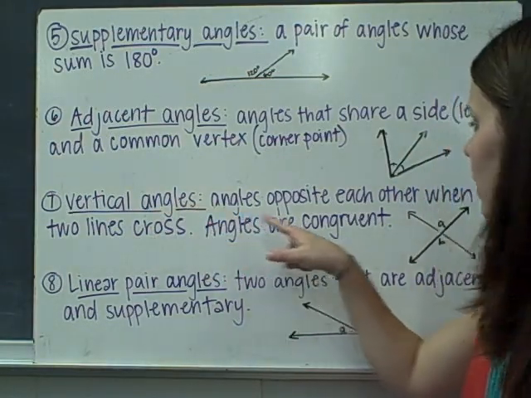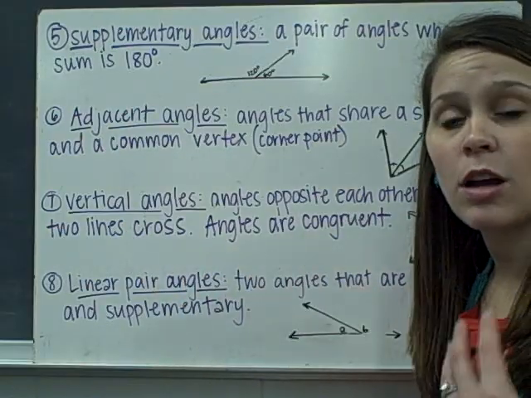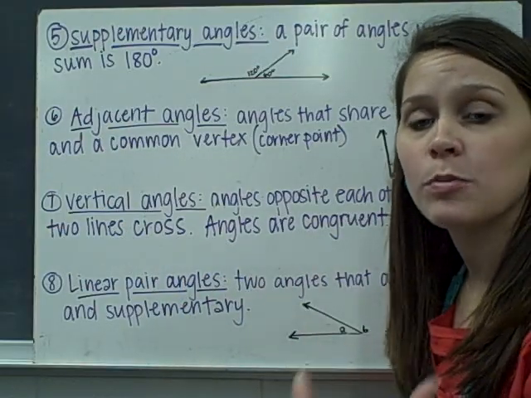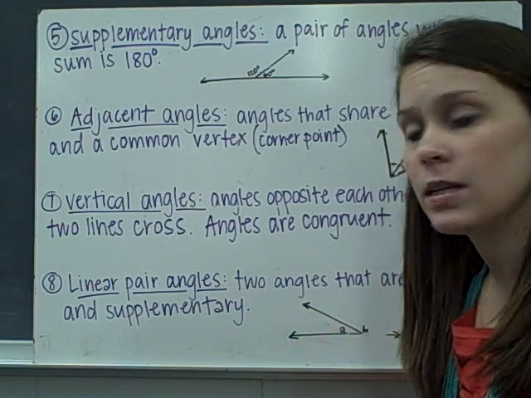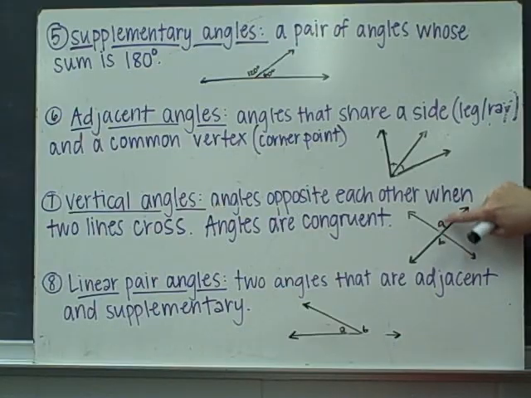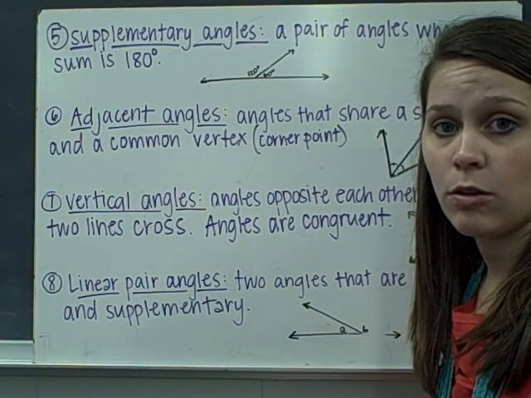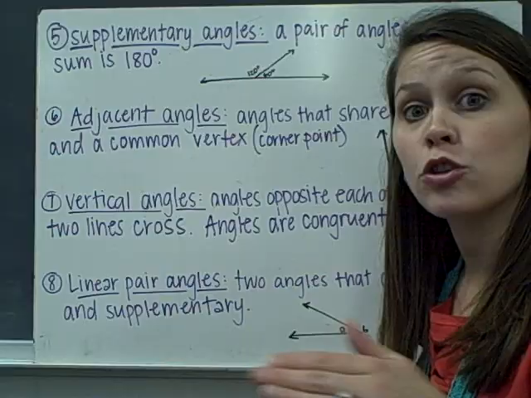Vertical angles are angles opposite each other when two lines cross, and these angles are said to be congruent, which means they have the same measurement. So when we look here, we have two lines that cross. A and B are opposite of each other where the two lines cross, so A and B are considered to be vertical angles.